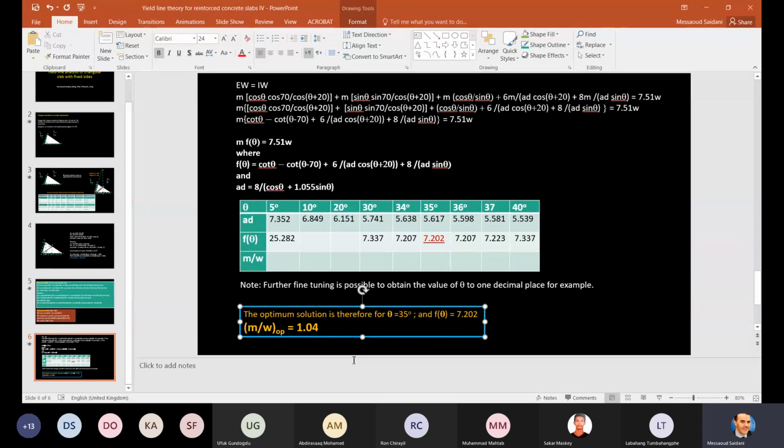What can you conclude from this? If you compare this with what we did last week, what's the observation? What was the optimum angle last week? Do you remember the solution last week? What was the optimum angle? 35 degree. Exactly, 35 degree. Does it surprise you? Is it surprising or not? It shouldn't surprise us. Why?